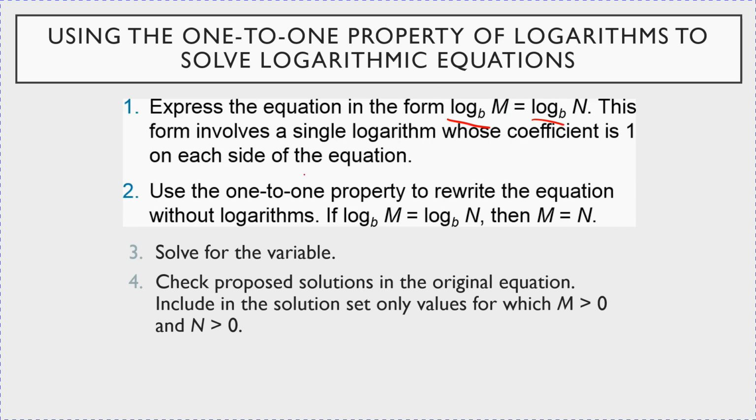And then you're going to use the one-to-one property to rewrite the equation. So if you have log base b of m is equal to log base b of n, then the insides of the log must be equal. Then you're going to solve for the variable, and then this is super important: you just need to check your solutions to make sure that you have m is greater than 0 and n is greater than 0. So you're not plugging any negative values into the logs. All right. Let's just work a bunch of examples so you can see.